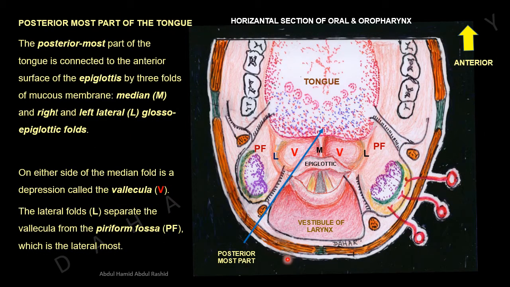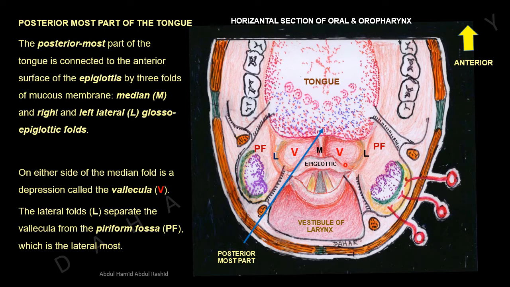Look at the diagram. This is a cross section showing the oral cavity, showing the dorsum of the tongue. This is the anterior two-thirds of the dorsum of the tongue. This is the posterior one-third of the dorsum of the tongue, separated by the sulcus terminalis, which will be here. The posterior one-third of the tongue curves downwards, and the most inferior part is called the posterior most part of the tongue. The posterior most part of the tongue is at the level of the laryngopharynx.